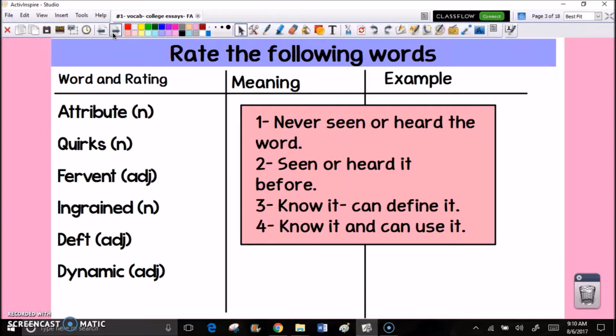All right, so our first word is attribute. Second word is quirks. Third is fervent. Fourth is ingrained. Fifth is deft. And the sixth word is dynamic.